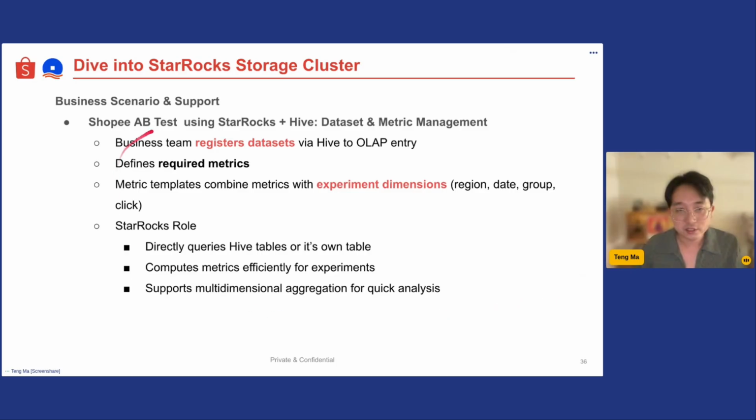So this is their workflow. The business team registers the data sets through the Hive to OLAP entry and defines their required metrics. Their metrics can be region, data group, or some custom query dimensions. The role of StarRocks in this platform is to directly query the Hive table or its own table. StarRocks also computes metrics efficiently for experiments and supports multi-dimensional aggregation for quick analysis.